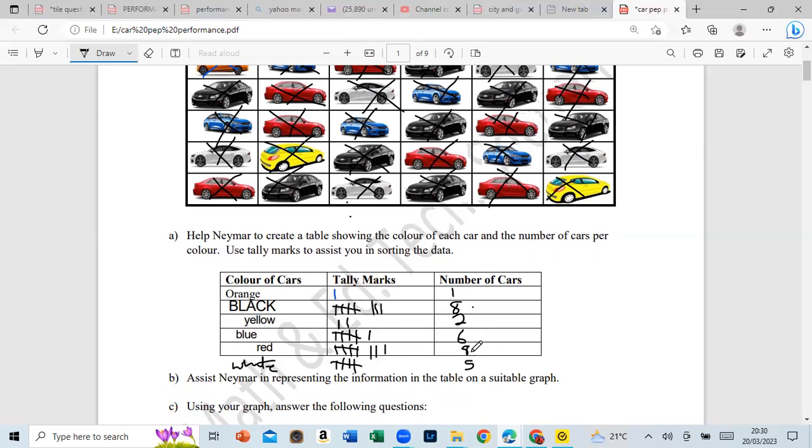5 and 8, 13, 19, 21, 29, and 30. Alright, it says, use the numbers representing the information in the table above, we just did that. Use your graph, answer the following questions. So I guess they're following this graph, as I did it, was to create a graph.